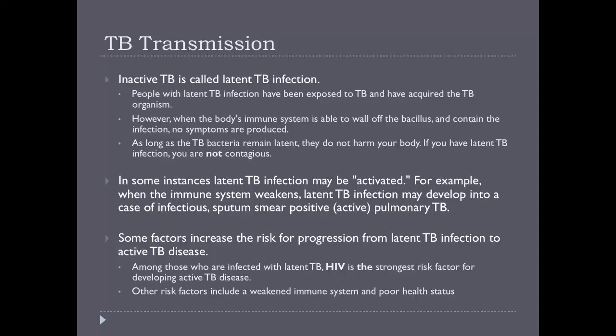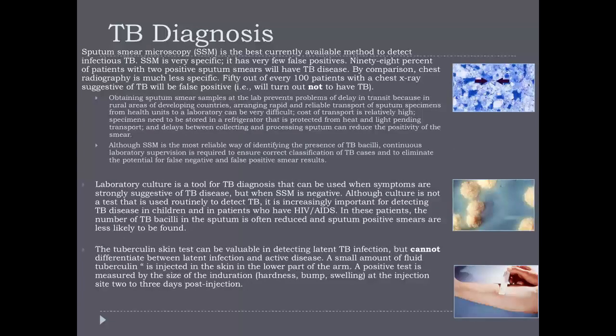Some of the factors that increase risk include HIV or being immunosuppressed in general. People who have low immune status and poor health in general, such as diabetes or malnutrition, are also more likely to get the disease. So people in developing countries who are malnourished have a higher incidence and a higher chance of getting this disease.